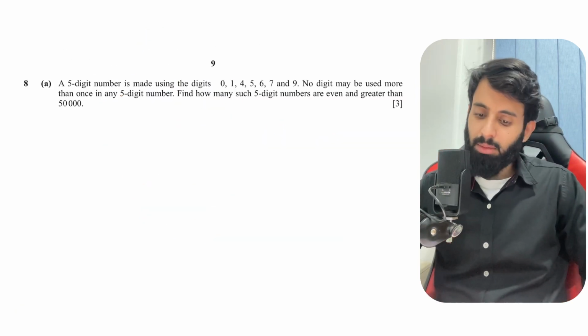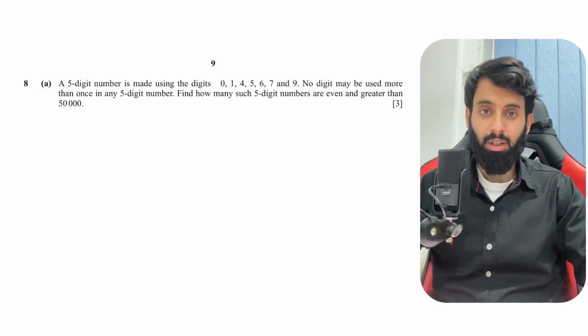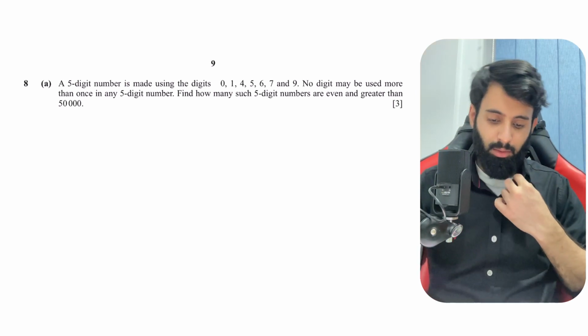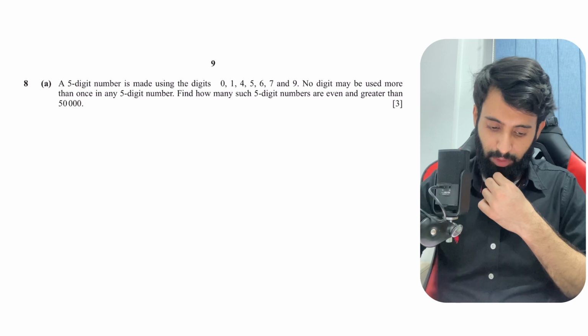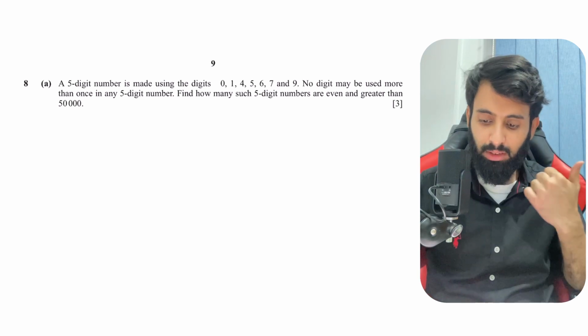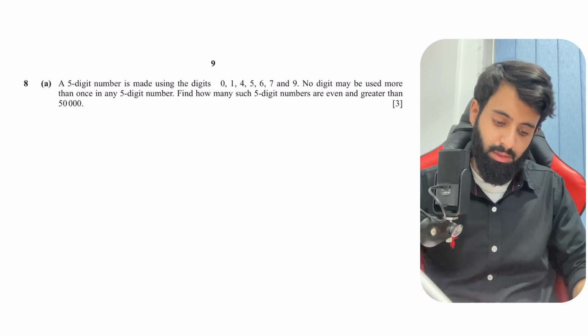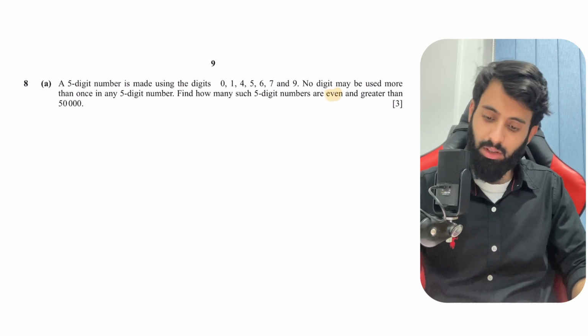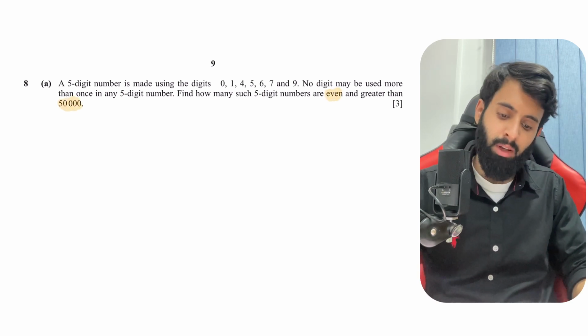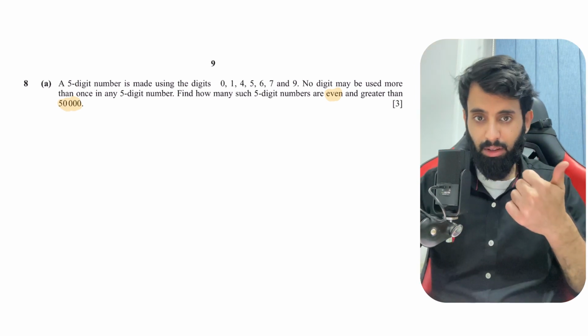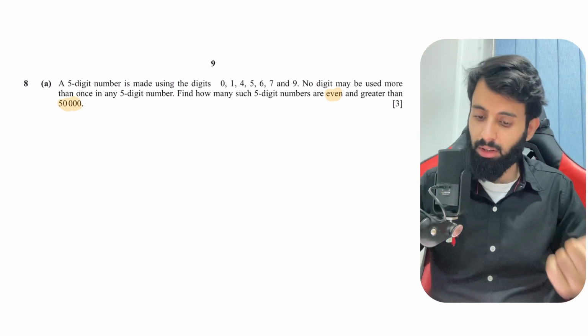Now we move to question number 8, which says a 5-digit number is made using the digits 0, 1, 4, 5, 6, 7, and 9. No digit may be used more than once in any 5-digit number. Find how many such 5-digit numbers are even. So here's one condition, and also greater than 50,000. So there are two conditions we need to fulfill. One is that they're even, and the other is that the number should be greater than 50,000.